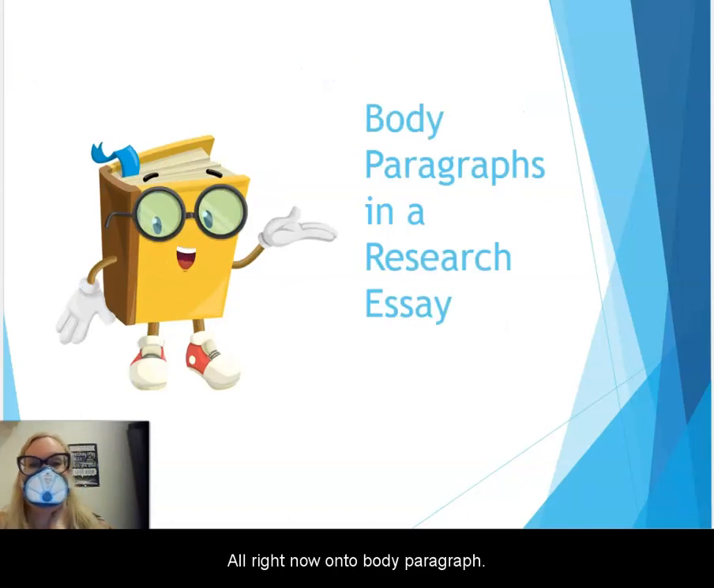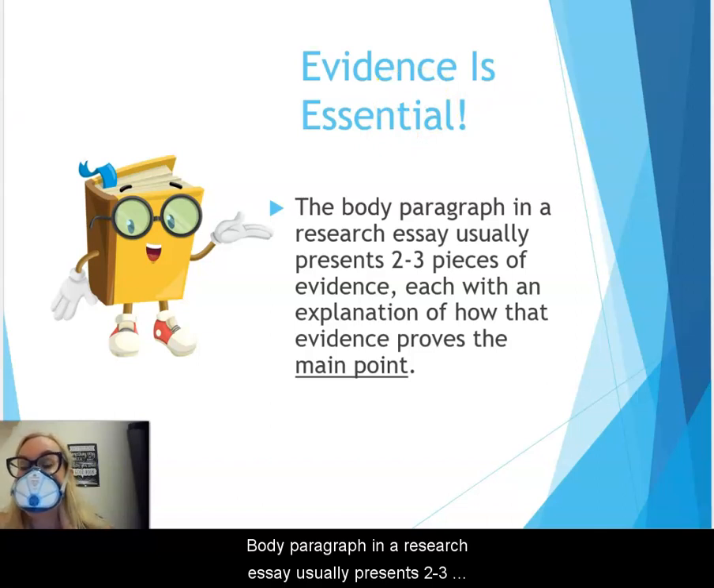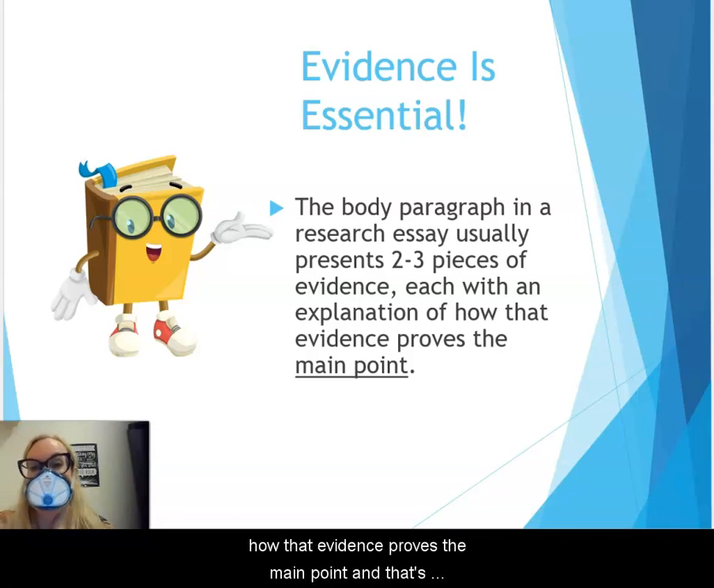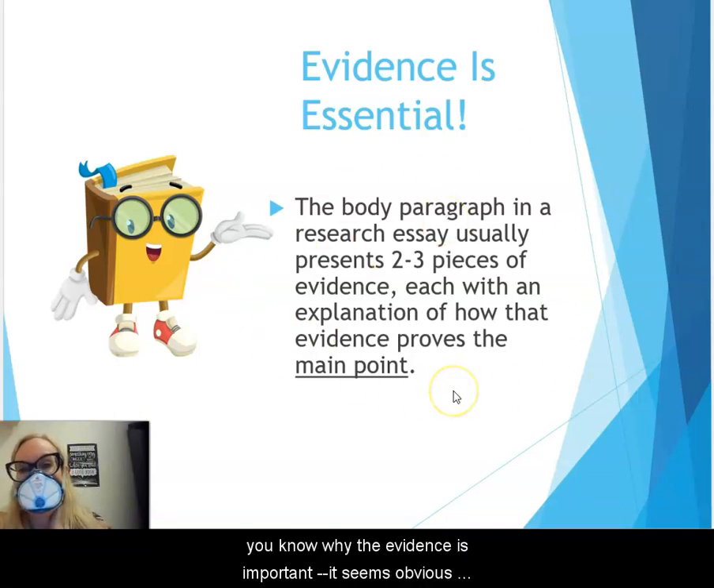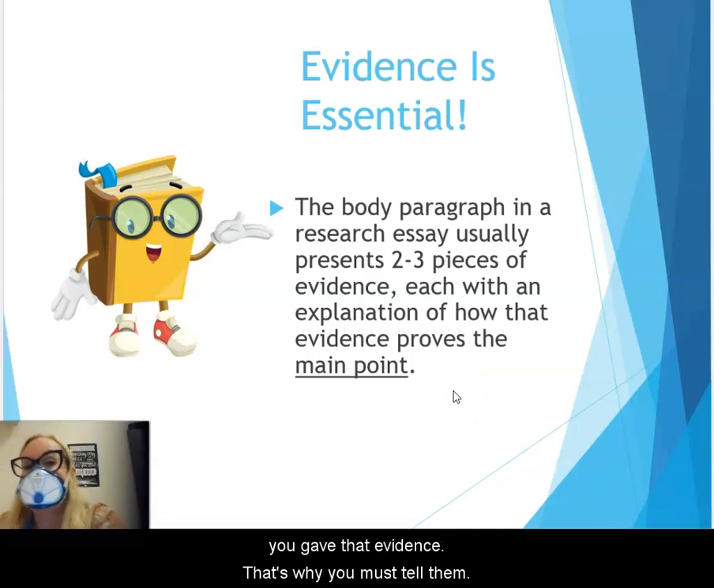All right, now on to a body paragraph. First, evidence is essential. The body paragraph in a research essay usually presents 2 to 3 pieces of evidence, each with an explanation of how that evidence proves the main point. And that's important because in your mind, you know why the evidence is important. It seems obvious to you. But to your reader, they won't know. That's why you have to tell them.